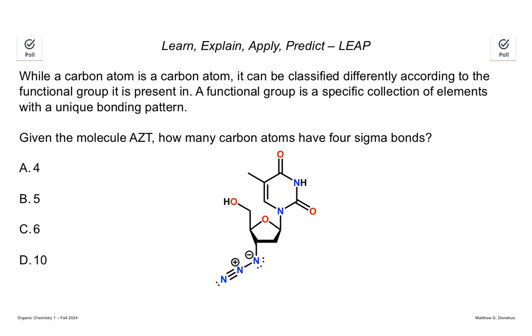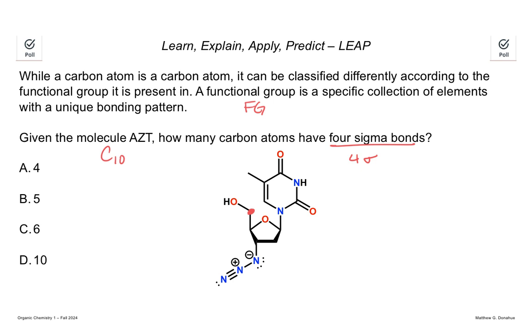While a carbon atom is a carbon atom, it can be classified differently according to the functional group it is present in. A functional group, I'll just typically write Fg, is a specific collection of elements with a unique bonding pattern. Given the molecule AZT, how many carbon atoms have 4 sigma bonds? So we're looking for carbon atoms that have 4 sigma bonds. And remember, we already figured out there's 10. So we have to do this for all 10, apply this test. We'll start here. In this carbon, we see 2 sigma bonds.